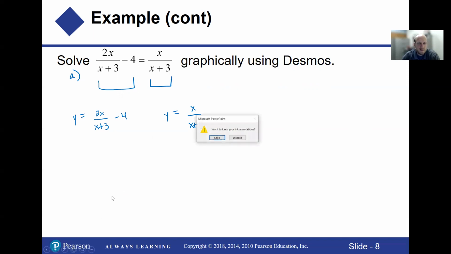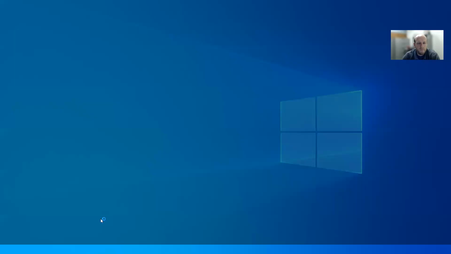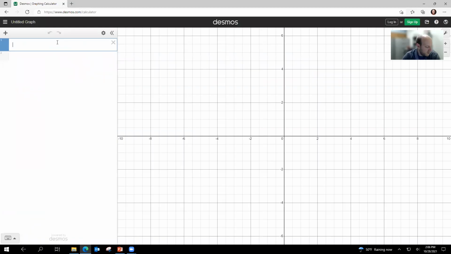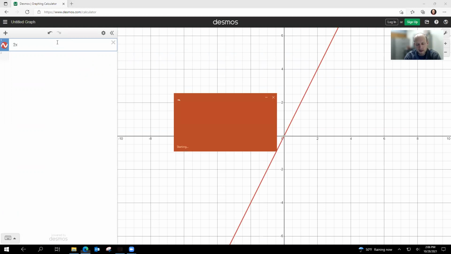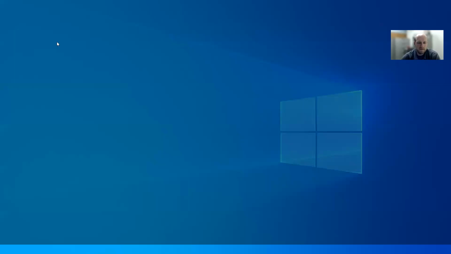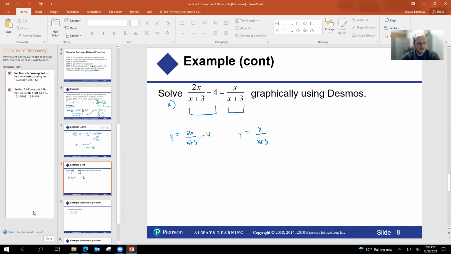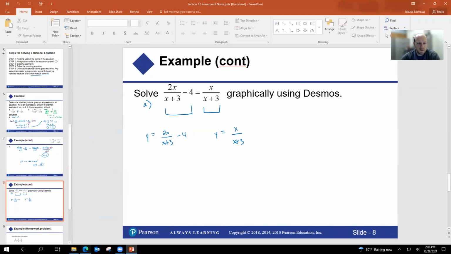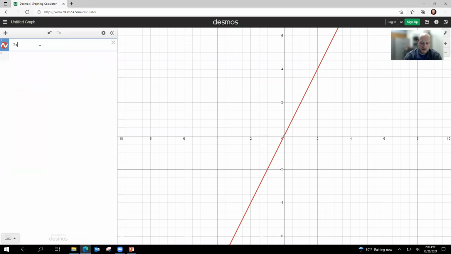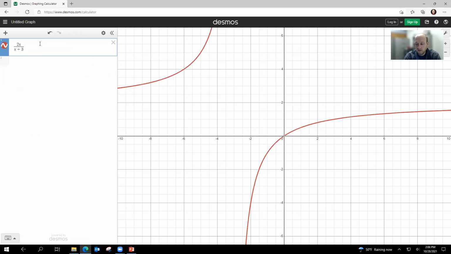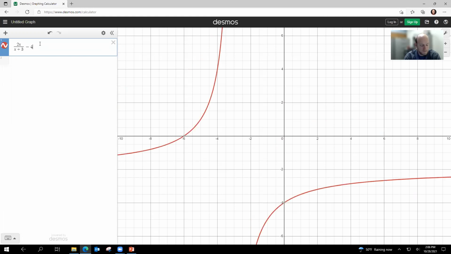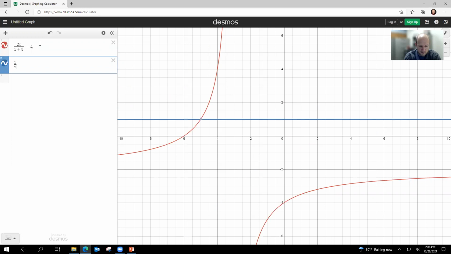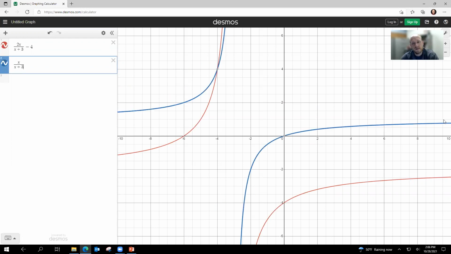So let's go back to Desmos now. So again, the whole point of the y equals is that's going to be what I'm going to write here for the function. So I'm going to write 2x divided by x plus 3 minus the 4. So there's a function. And then x over x plus 3.